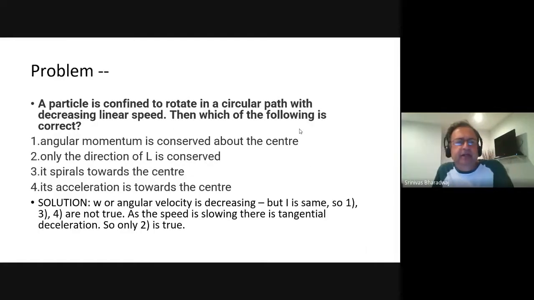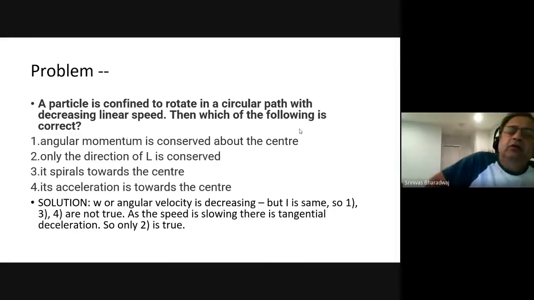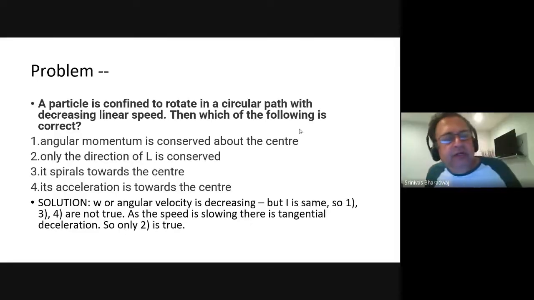we looked at this question, I think, yes, last time. A particle is confined to rotate in a circular path with decreasing linear speed. What can be said, right? Now, if it is rotating in a circular path with decreasing linear speed, you can say that the angular momentum is r cross mv, right? And how can angular momentum be conserved? Now, the direction of the angular momentum is conserved. If it's spinning like this and is slowing down, the omega stays that way, right? It may not spiral towards the center.